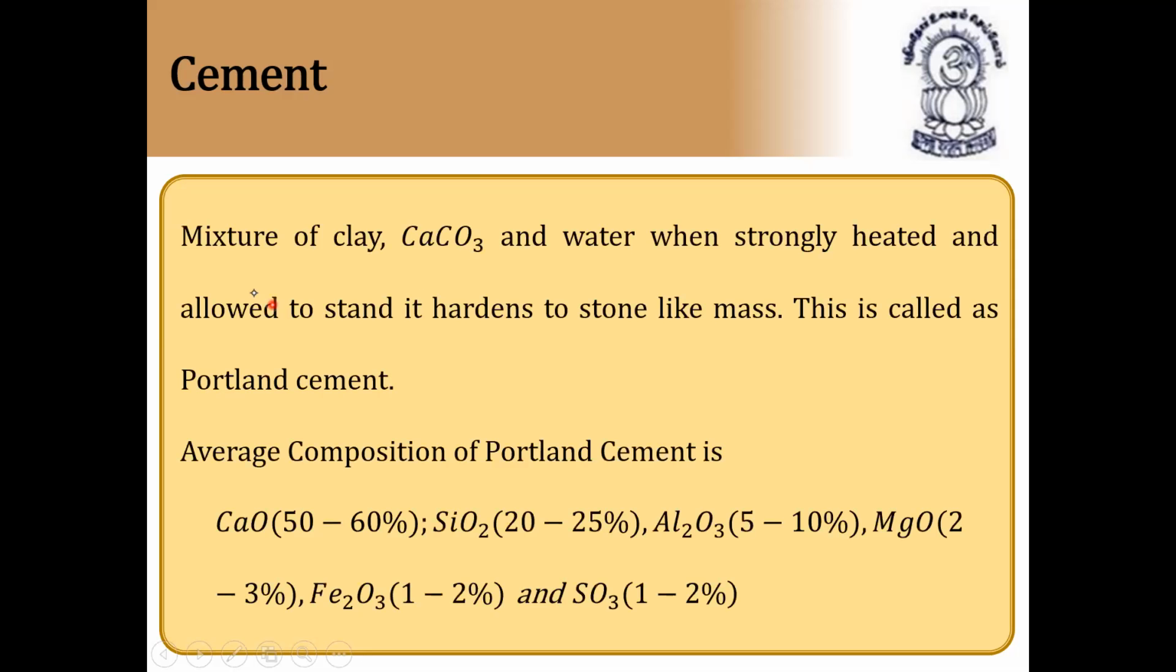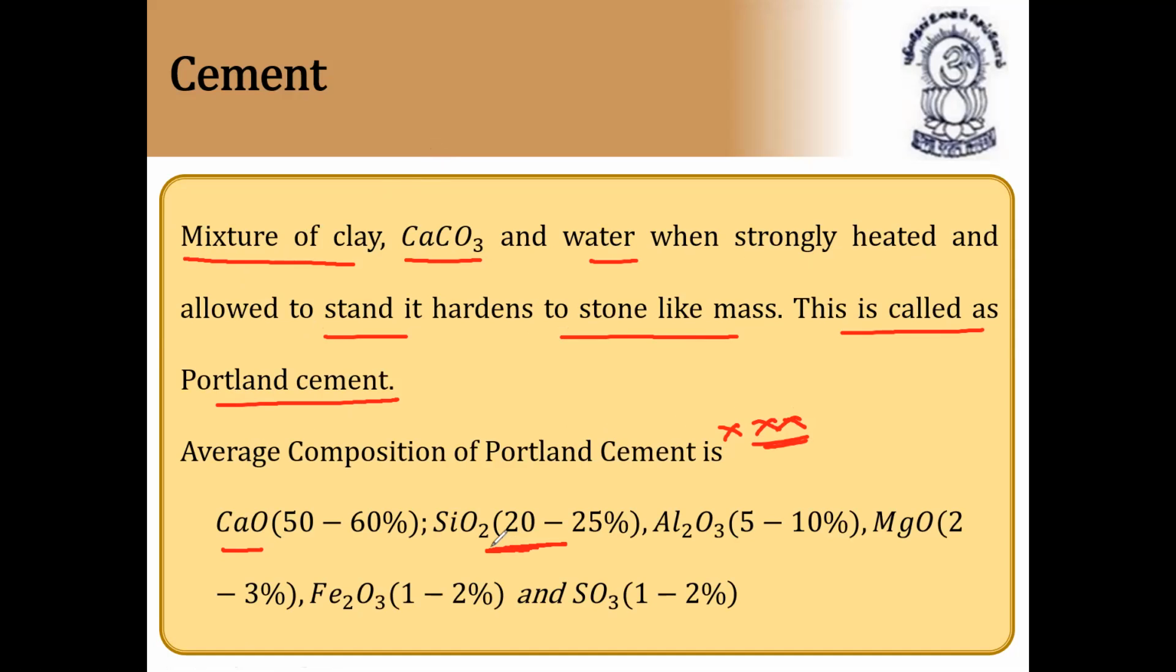Next we have cement. What is cement composition? They will definitely ask in examination. A mixture of clay, calcium carbonate and water, when strongly heated and allowed to stand, hardens to a stone-like mass. This is called Portland cement. The average composition of Portland cement is 50 to 60% calcium oxide, 20 to 25% sand, that is silicon dioxide, and aluminum oxide 5 to 10%, magnesium oxide 2 to 3%, ferric oxide 1 to 2%, and sulfur trioxide 1 to 2%.